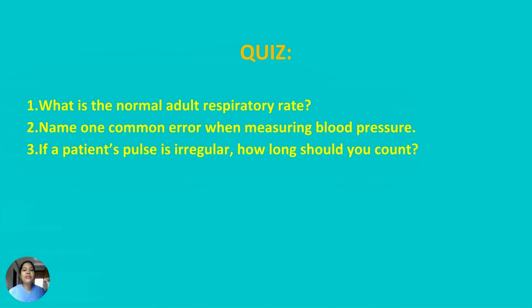Let's reinforce your learning with a quiz. Number 1. What is the normal adult respiratory rate? Number 2. Name one common error when measuring blood pressure. Lastly, if a patient's pulse is irregular, how long should you count?